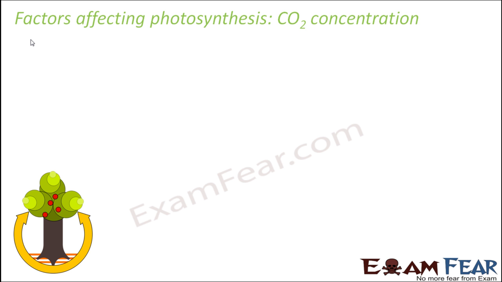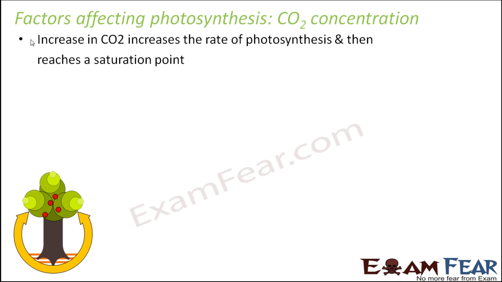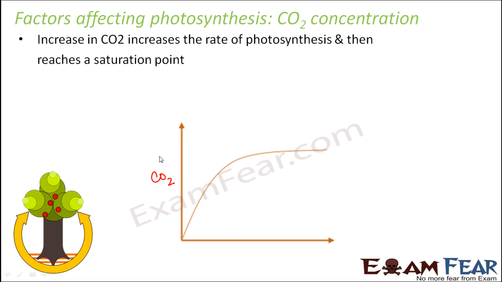Now, if the concentration of carbon dioxide increases, it will definitely increase the rate of carbon fixation. Now, when the rate of carbon fixation increases, the rate of photosynthesis will also increase. But this will also reach a saturation point. Why? Let us suppose this is the rate of photosynthesis and this is the carbon dioxide concentration. Initially when the carbon dioxide concentration increases, the rate of photosynthesis also increases. But this also reaches a saturation point. So when does this saturation point come?